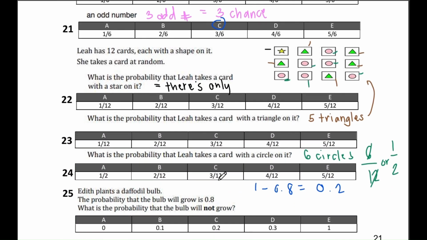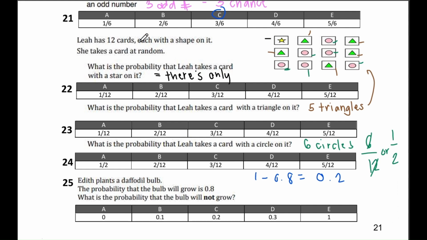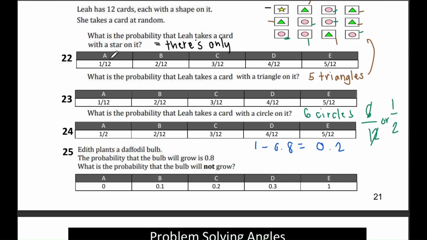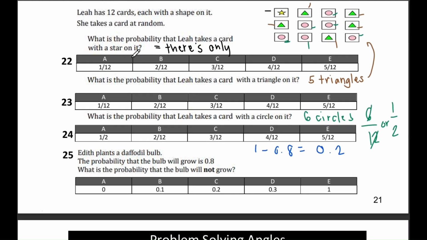Question number 22. Leah has 12 cards, each with a shape on it. Some of them have a star, circle, or triangle. What is the probability that Leah takes a card with a star on it? Our options are A, 1/12, B, 2/12, C, 3/12, D, 4/12, and E, 5/12. The correct answer is option A, 1/12. The information says there's only one star card out of the 12.